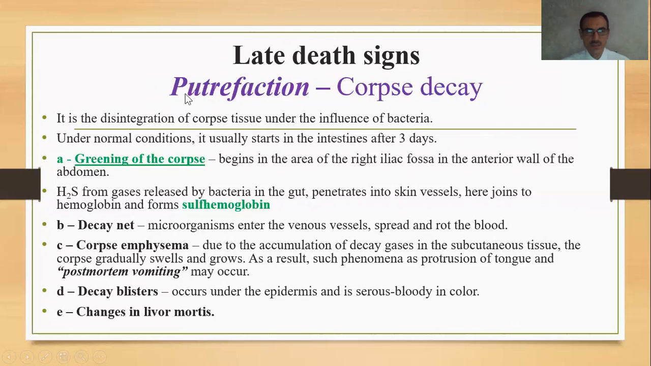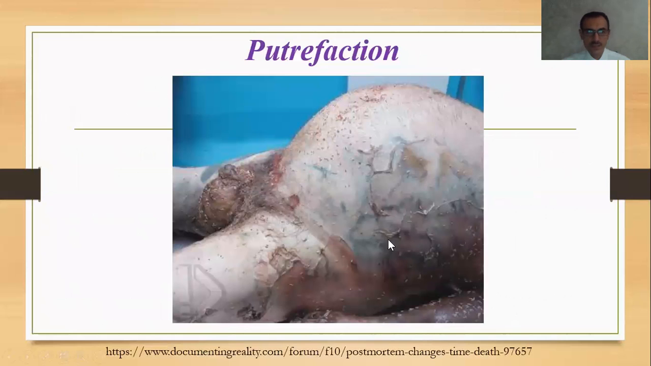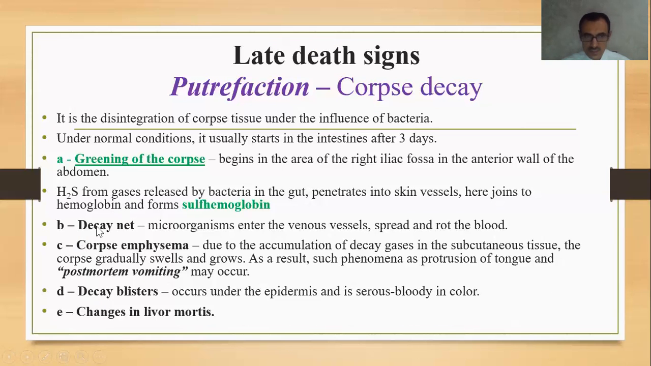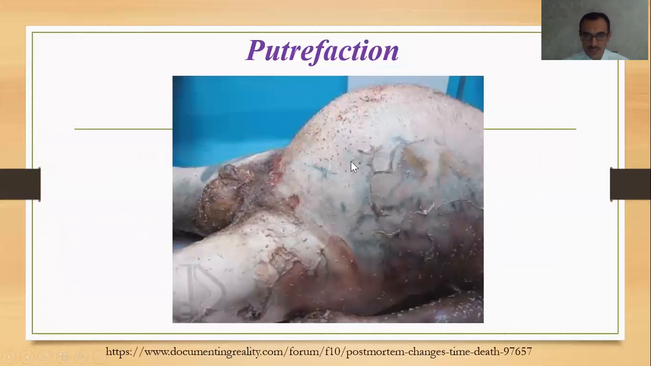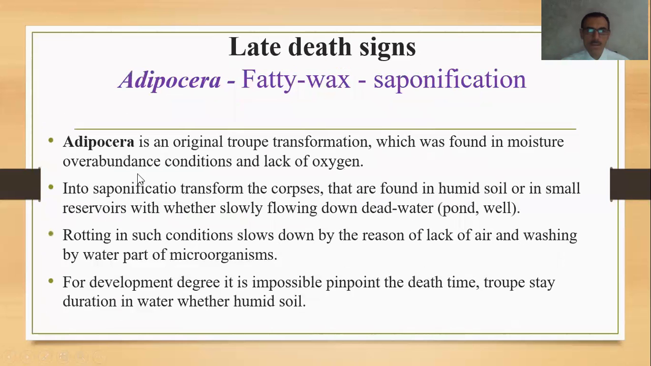We discussed the first late death signs, putrefaction or the corpse decay. Here you see the figure of the putrefaction and the formation of the decay net. You see here the decay net in the abdominal area of the corpse, as we said, that forms by the action of the microorganisms that enter the blood vessels.